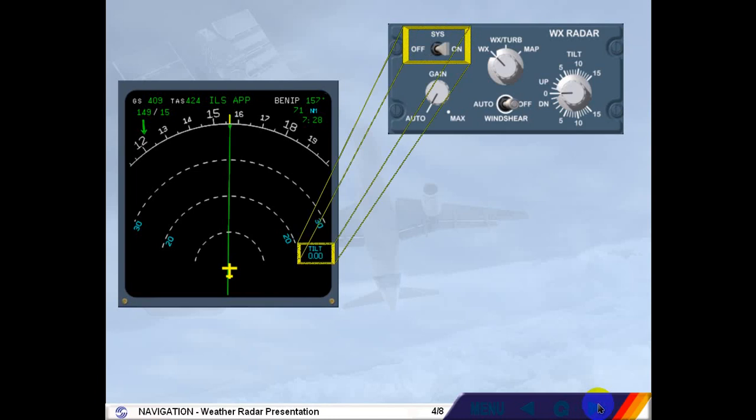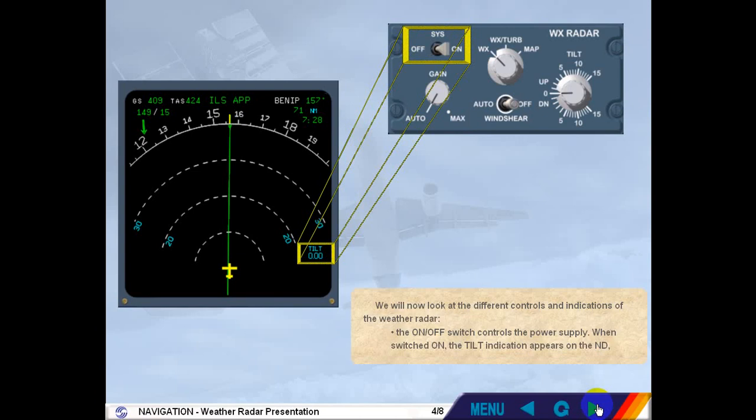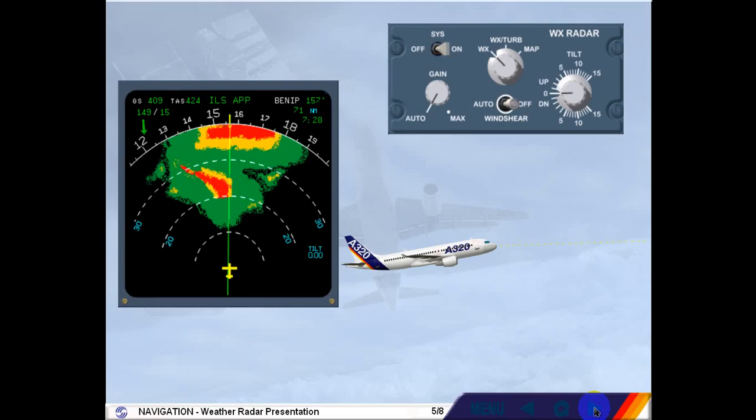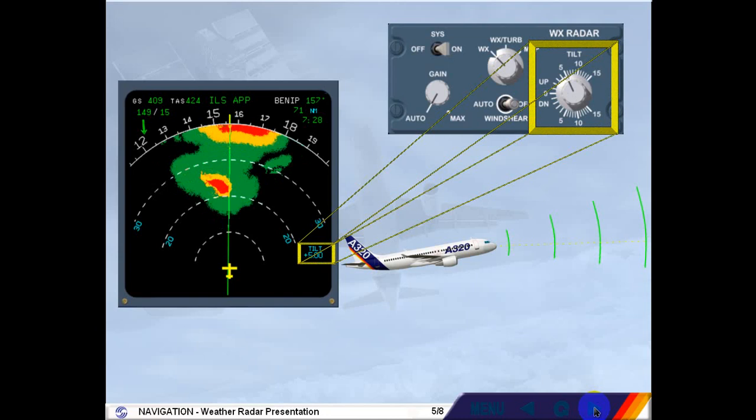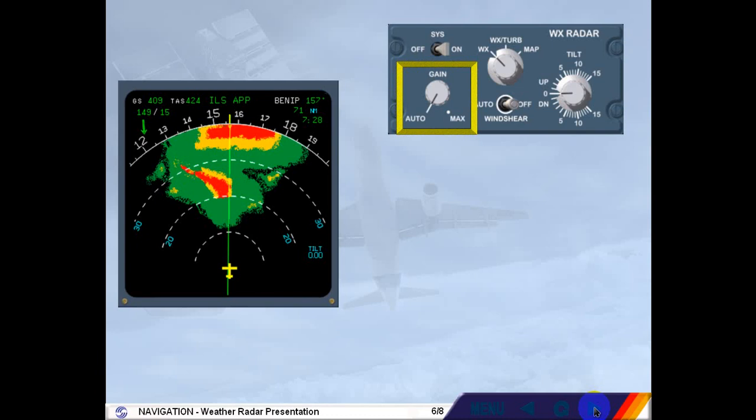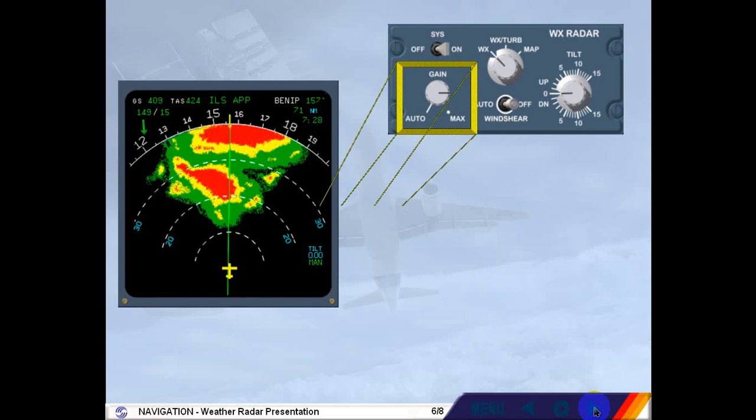When switched on, the tilt indication appears on the ND. The tilt knob is used to adjust the radar antennae relative to the horizon. The tilt angle is displayed on the ND. The gain knob is used to adjust the sensitivity of the receiver manually. In this case, the word manual appears in green under the tilt indication. In the auto position, the radar adjusts the gain to the optimum setting automatically.